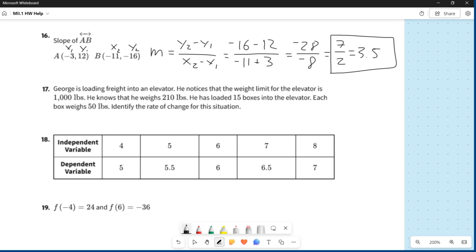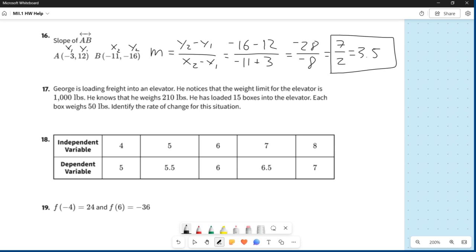Last question is 17. George is loading freight into an elevator. He notices that the weight limit for the elevator is 1,000 pounds. He knows that he weighs 210. He's loaded 15 boxes into the elevator. Each box weighs 50 pounds. Identify the rate of change for the situation.